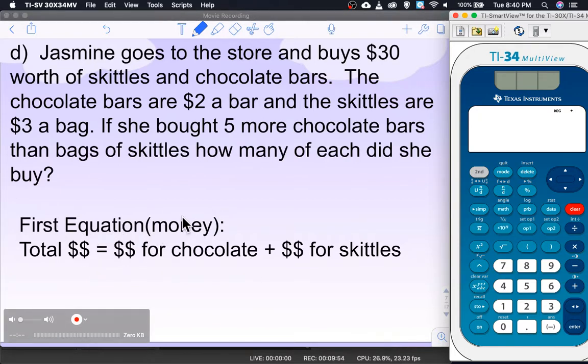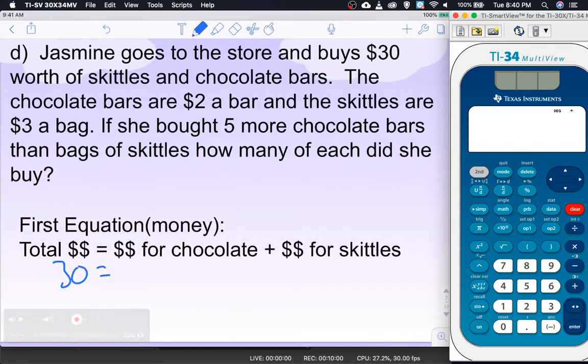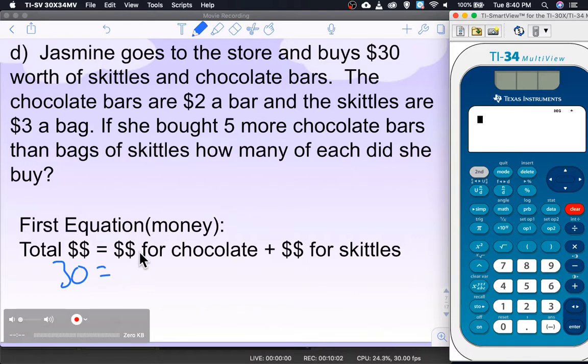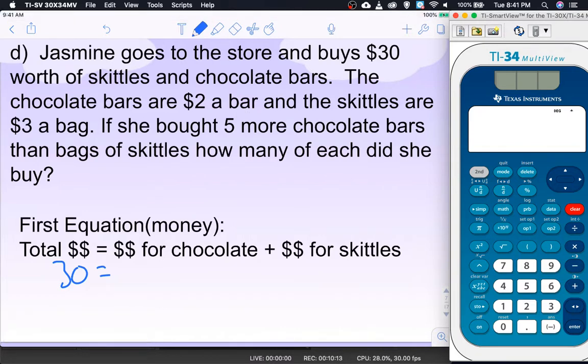So the first equation is all talking about money. Okay, so what was the total amount of money? Well, $30. How much money did she spend for chocolate? Well, it doesn't say. It says the chocolate bars are $2 a bar, but it doesn't say how much money she spent for chocolate. It just says she spent $2 on every bar. So we can actually put something like that. So she spent $2 times the number of bars of chocolate. I'm going to say X is my chocolate.